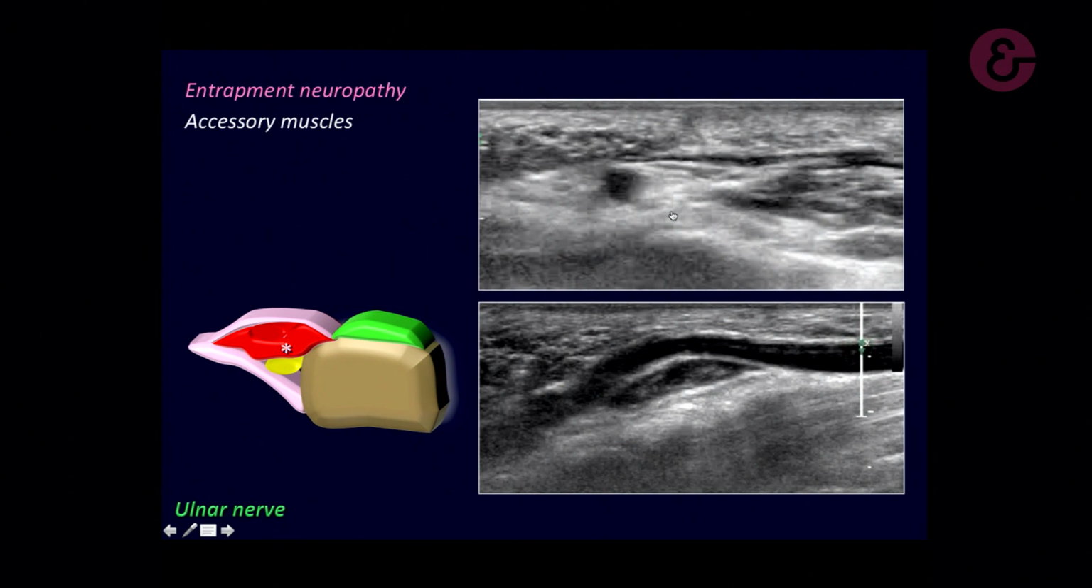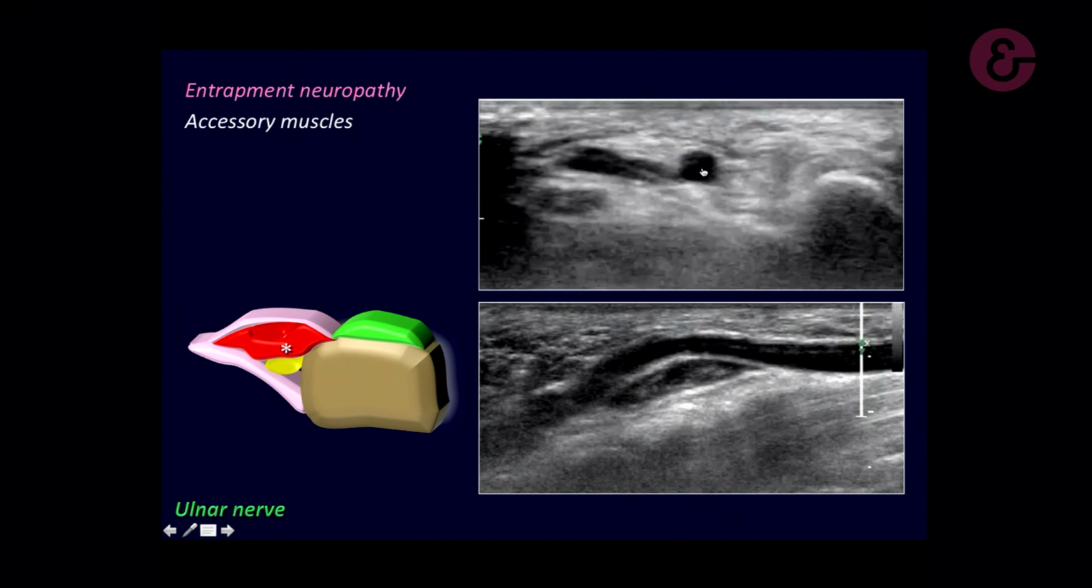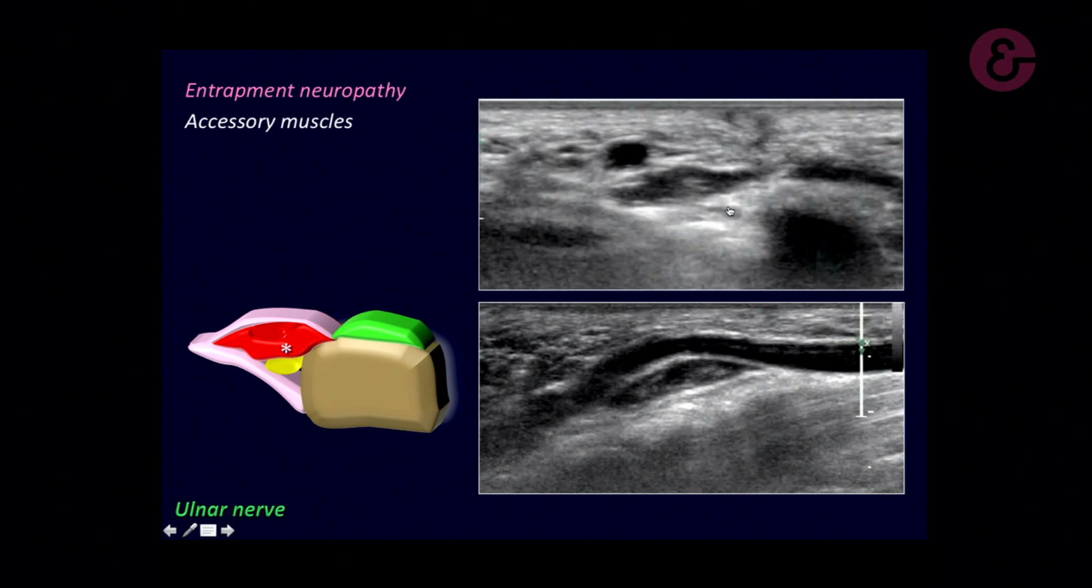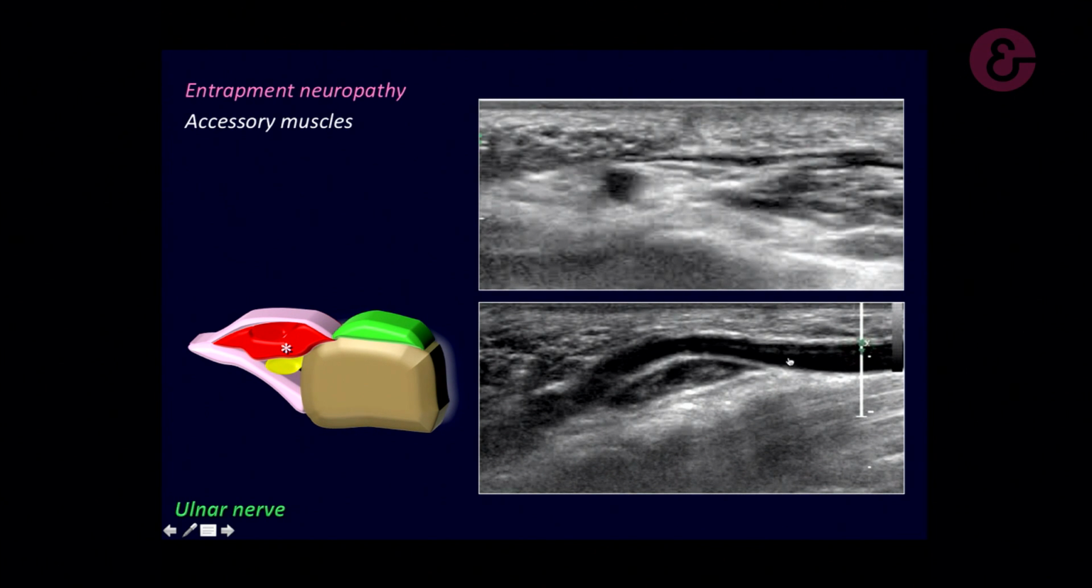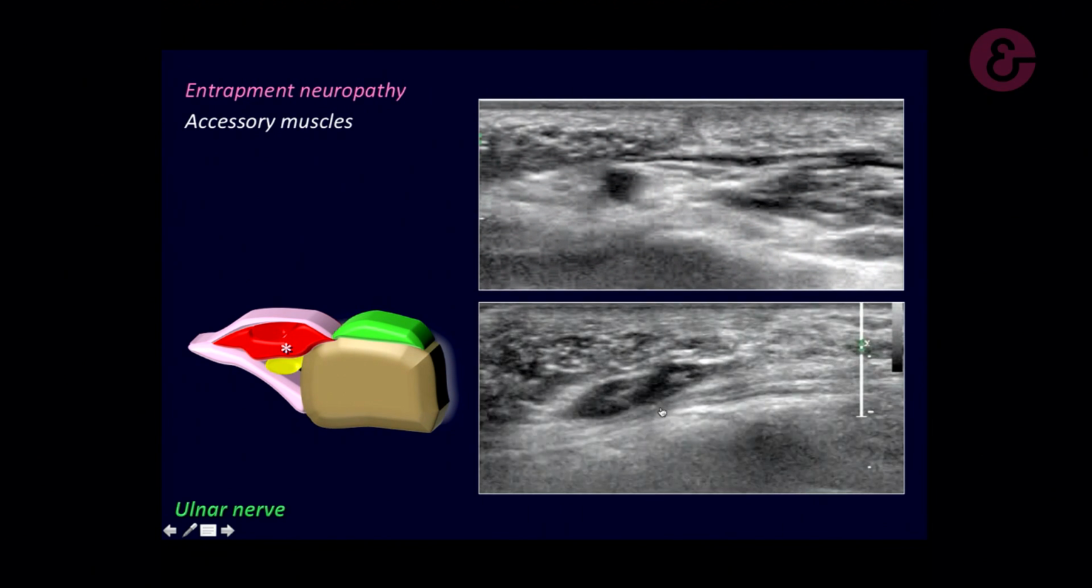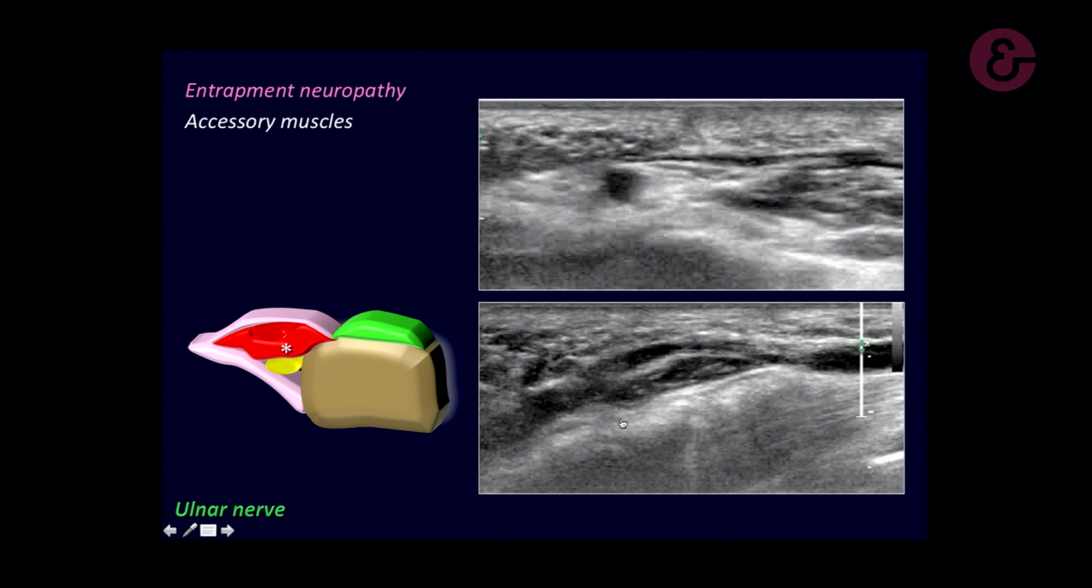Once again, this is the median nerve. Look at the artery, the accessory muscle, and this is the nerve, which is located and a little bit compressed by the muscle. And if I do a longitudinal over there, I can see the artery, superficial, the muscle, and when I move, the nerve, which is a little bit compressed by this muscle. This is the nerve, normal, and compressed at this level. So it's very, very small details.